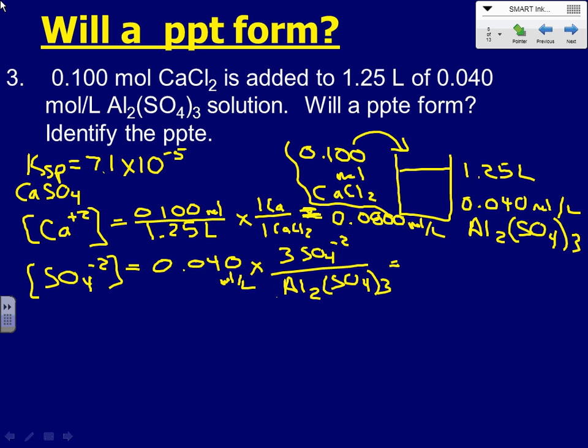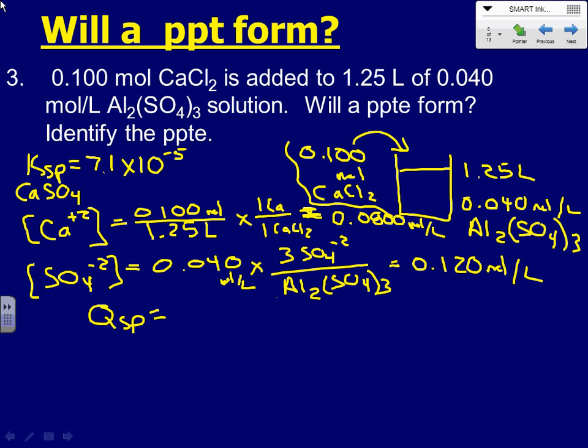It wasn't diluted. It's just the concentration. And there's 3 sulfates in each one. So what is that, 0.12? 0.12 moles per liter. Once you've got the 2 ions, put it in the Q, compare it to the K, and away you go.